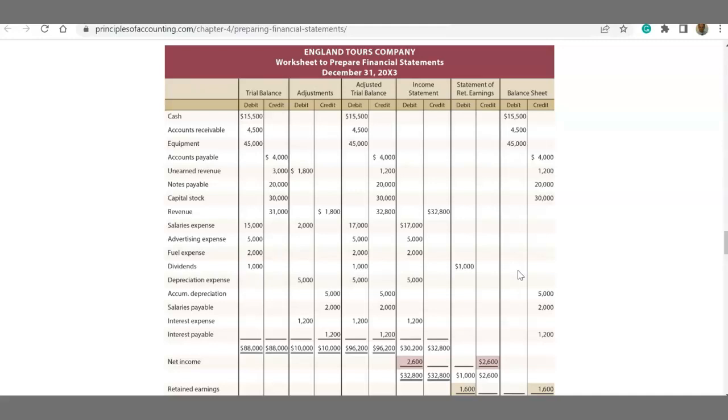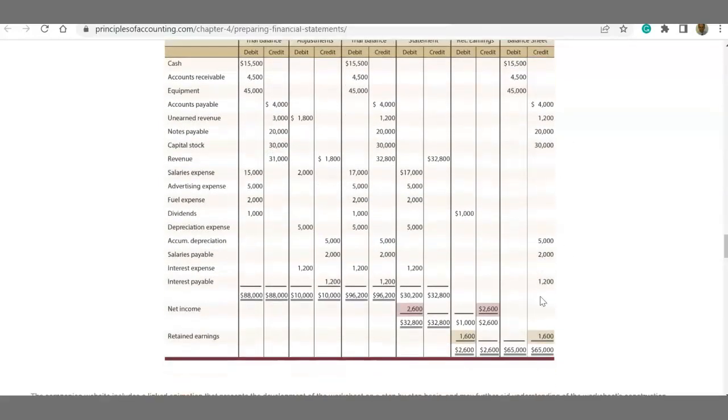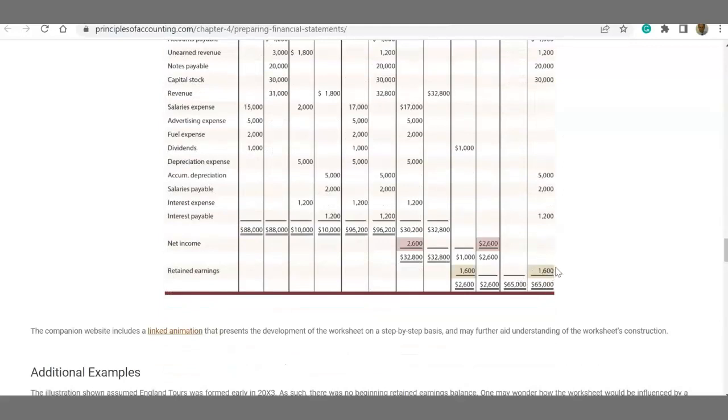I know the dividend is not in the balance sheet, but this is just a worksheet. This is not an official report of anything. So put that dividend just in here to make everything accounted for, and then add up both sides. It will not be equal. Then you just transfer your net income under the balance.